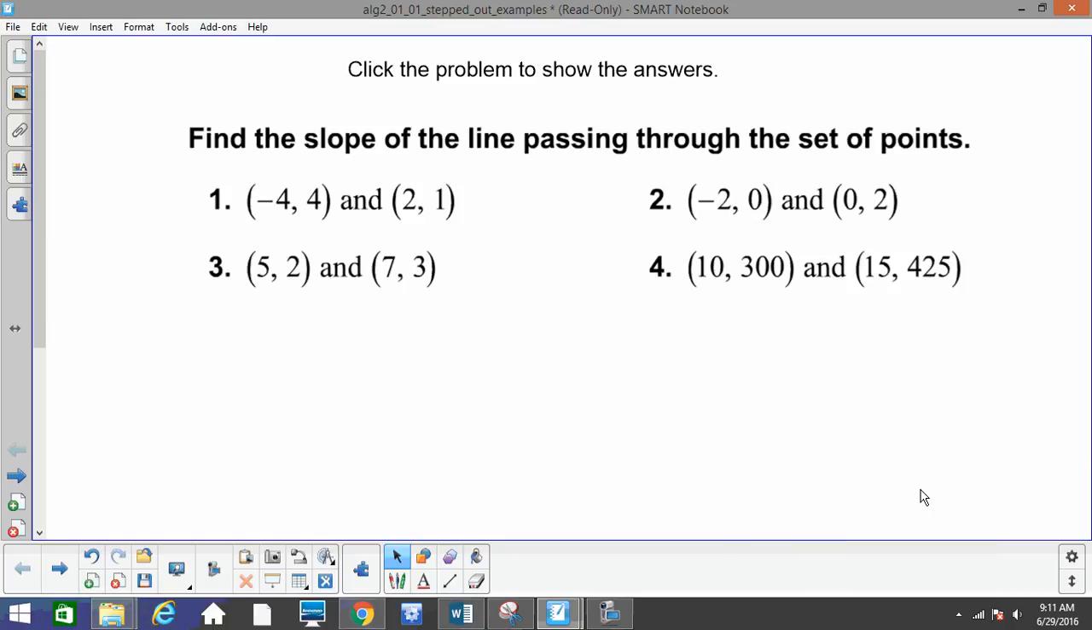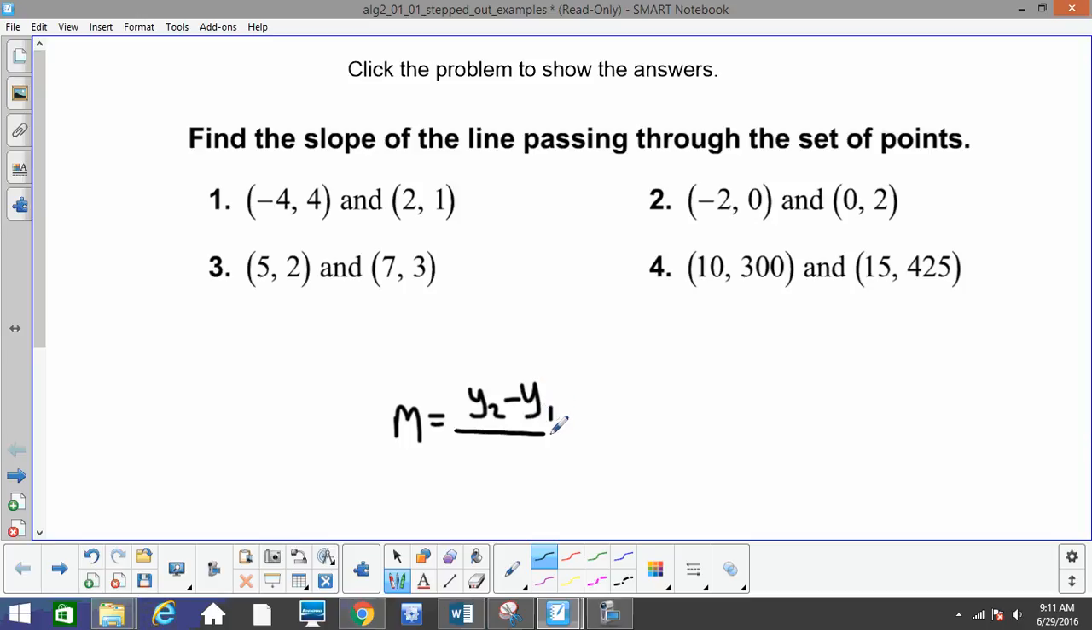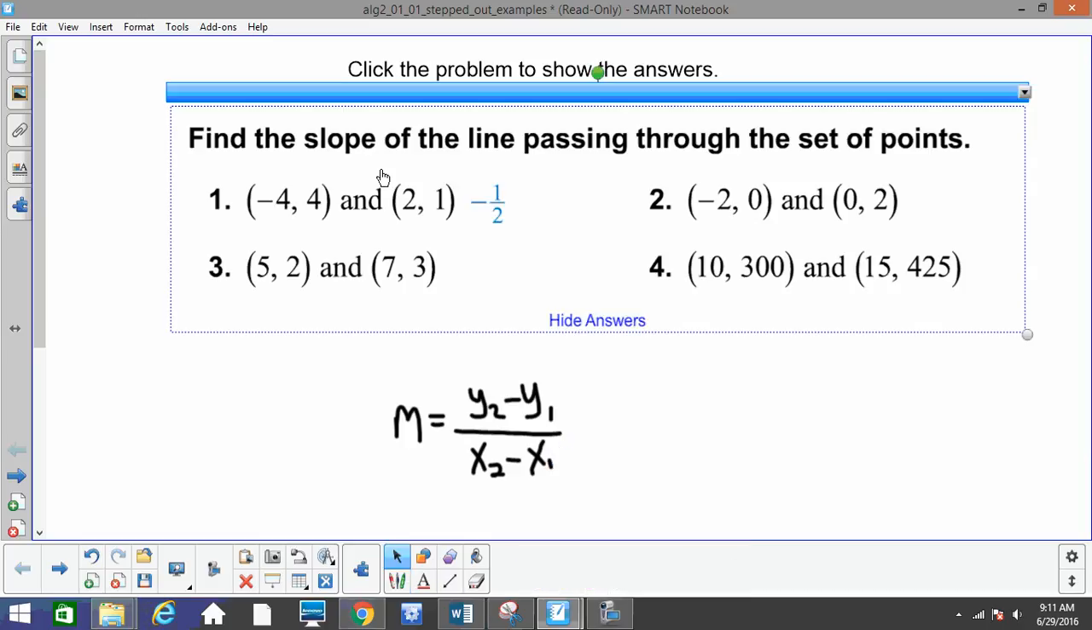All right, on this first part, all you have to really do is find the slope. This is review. Just remember slope, which is m, is the difference of your y's over the difference of your x's. So the answer to the first one is -1/2, 1, 1/2, and 25. That was your problem of the day, I believe.